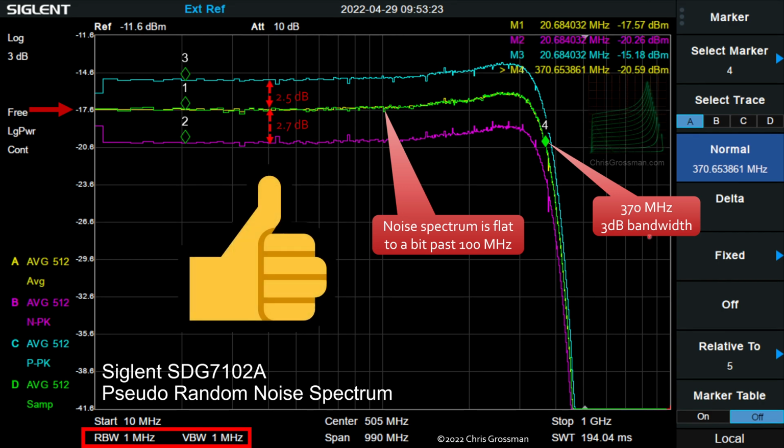So I think this is pretty good for a random noise spectrum out of a function generator. I give it a thumbs up.